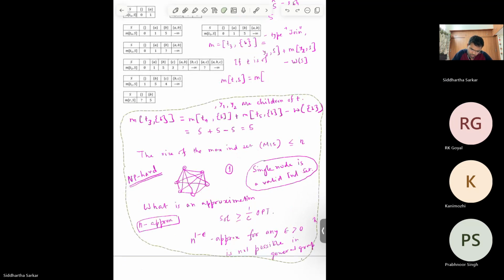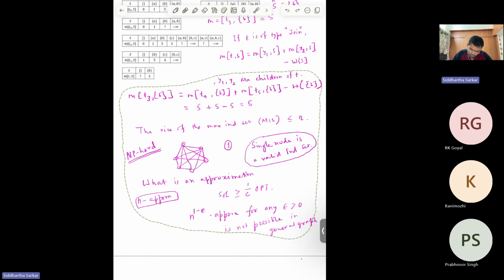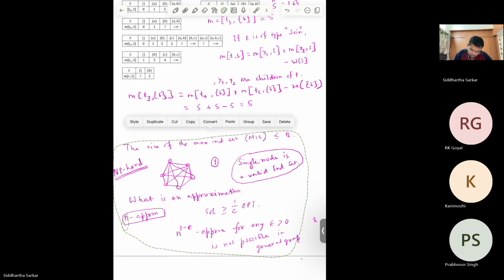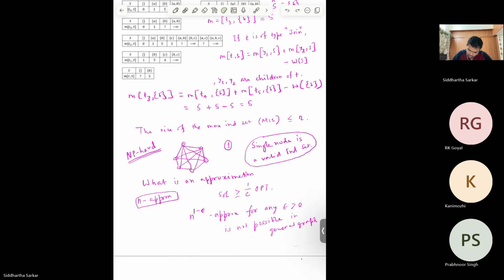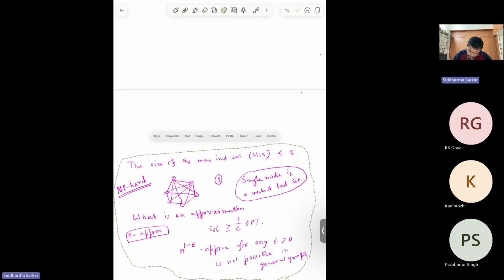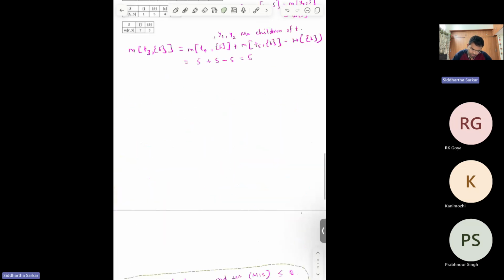Oops. This thing can be moved down. Yes. So this much space is sufficient for this.